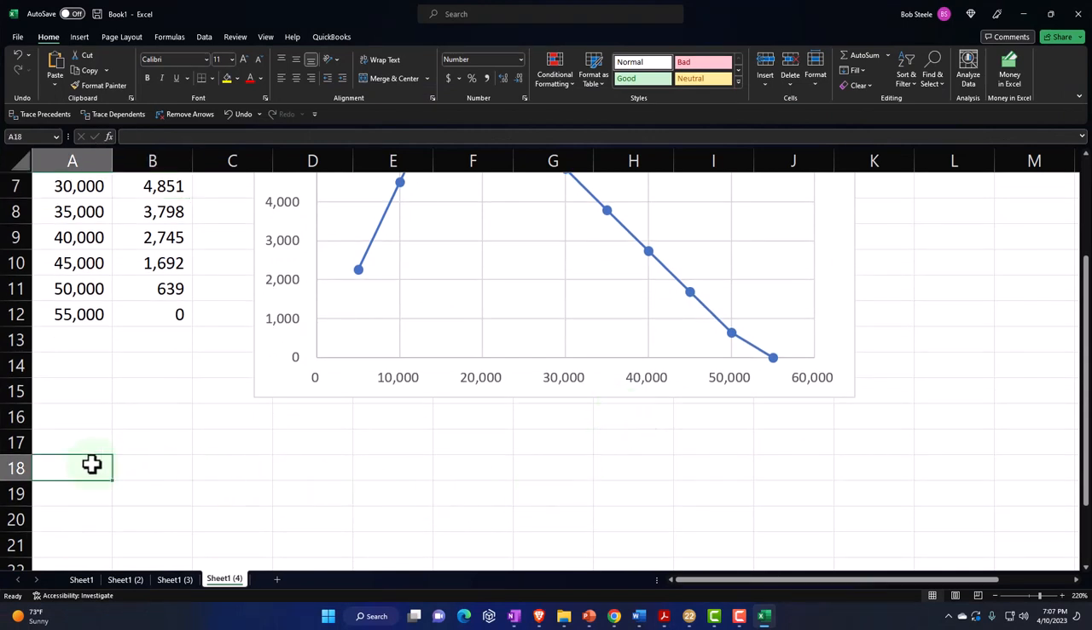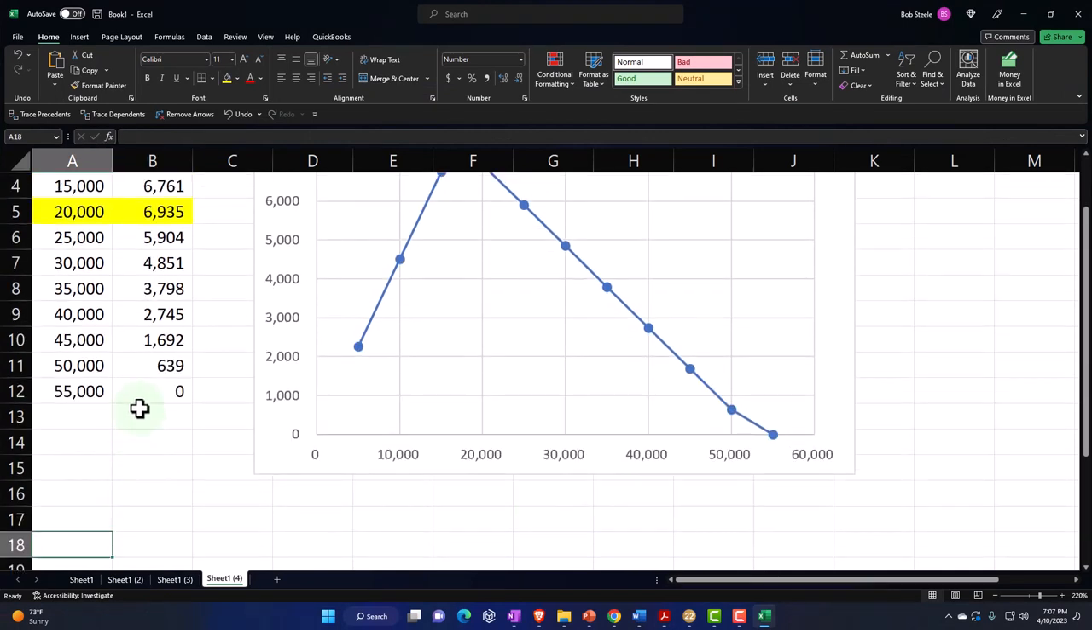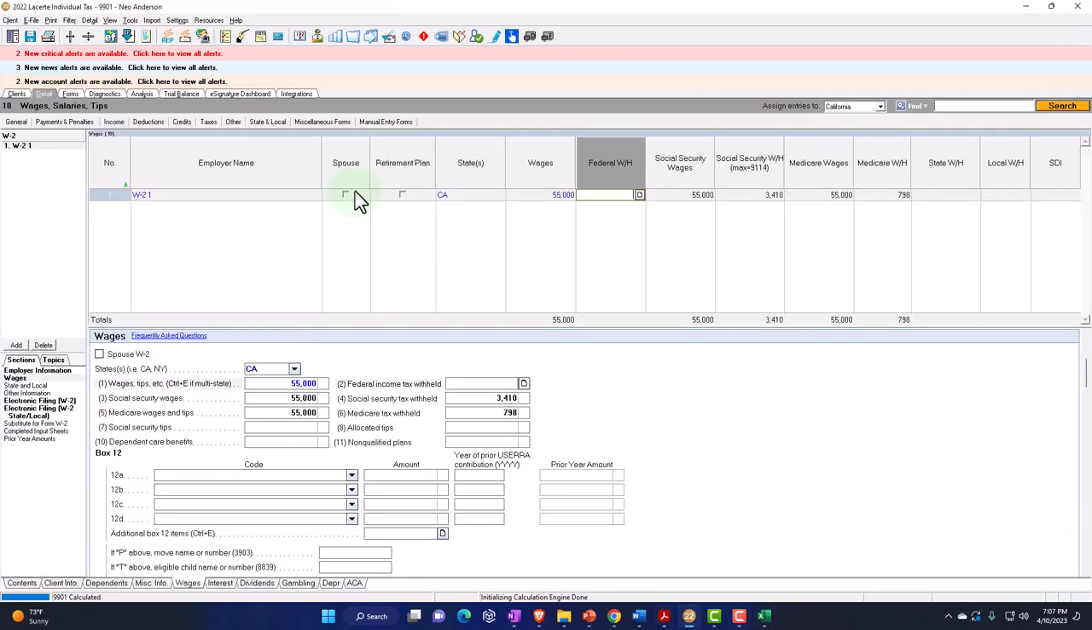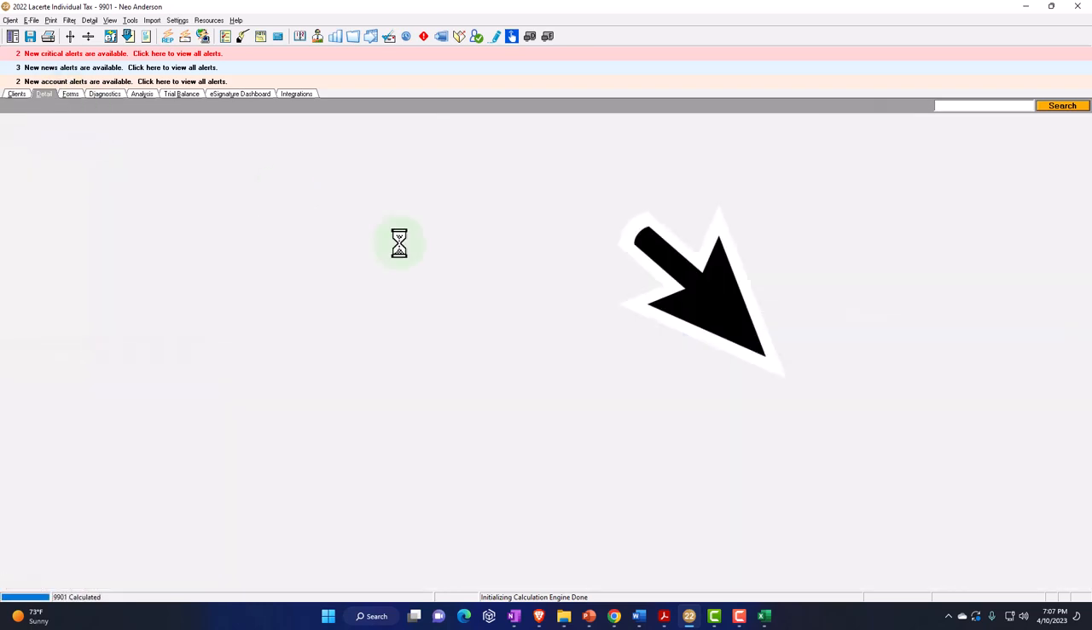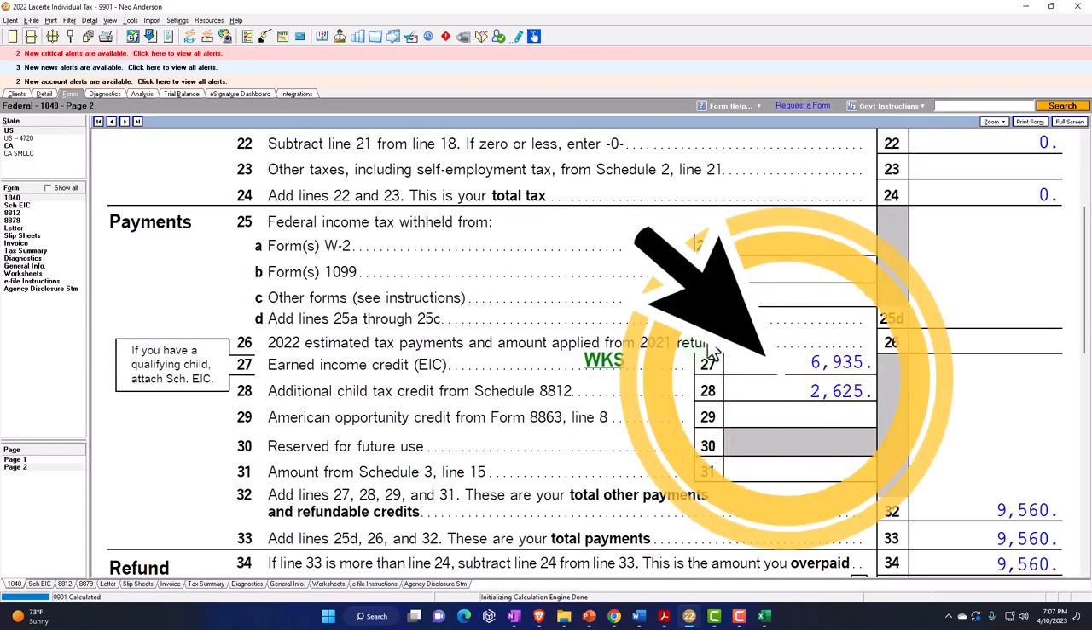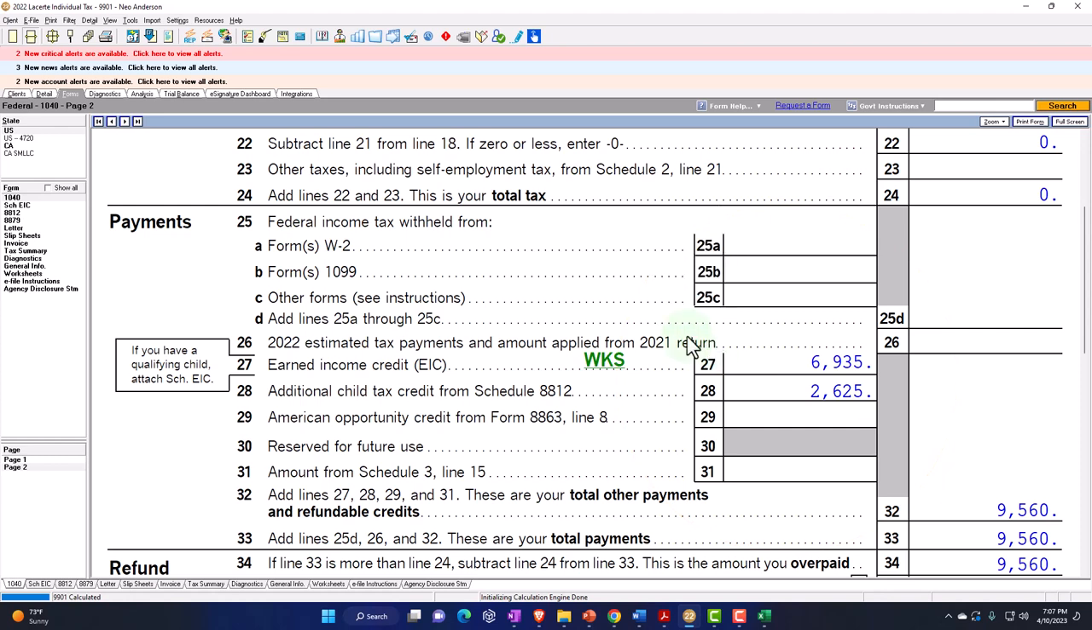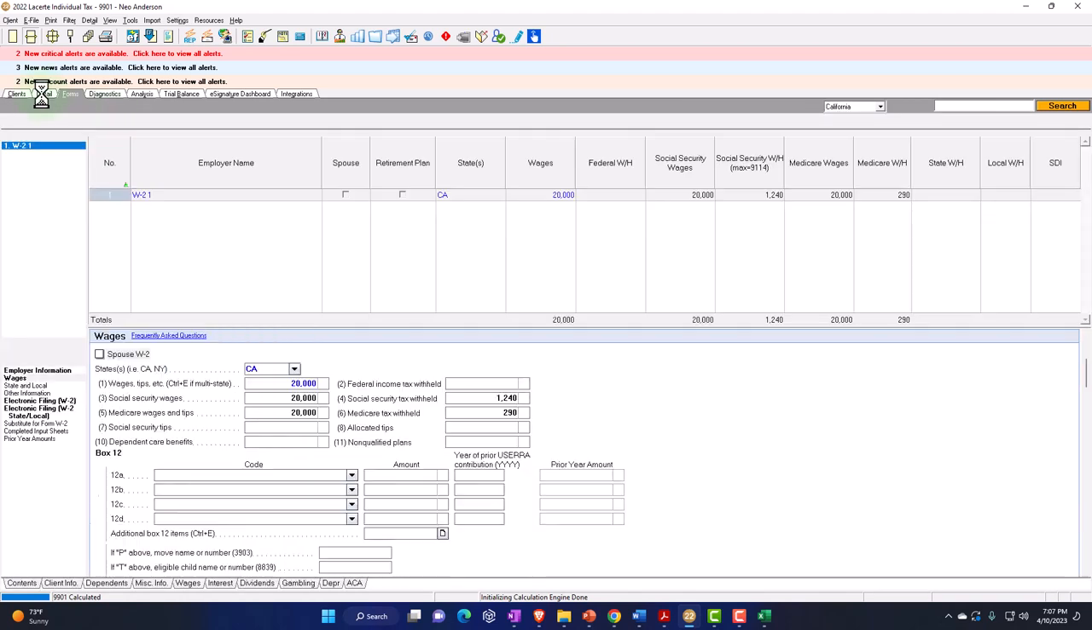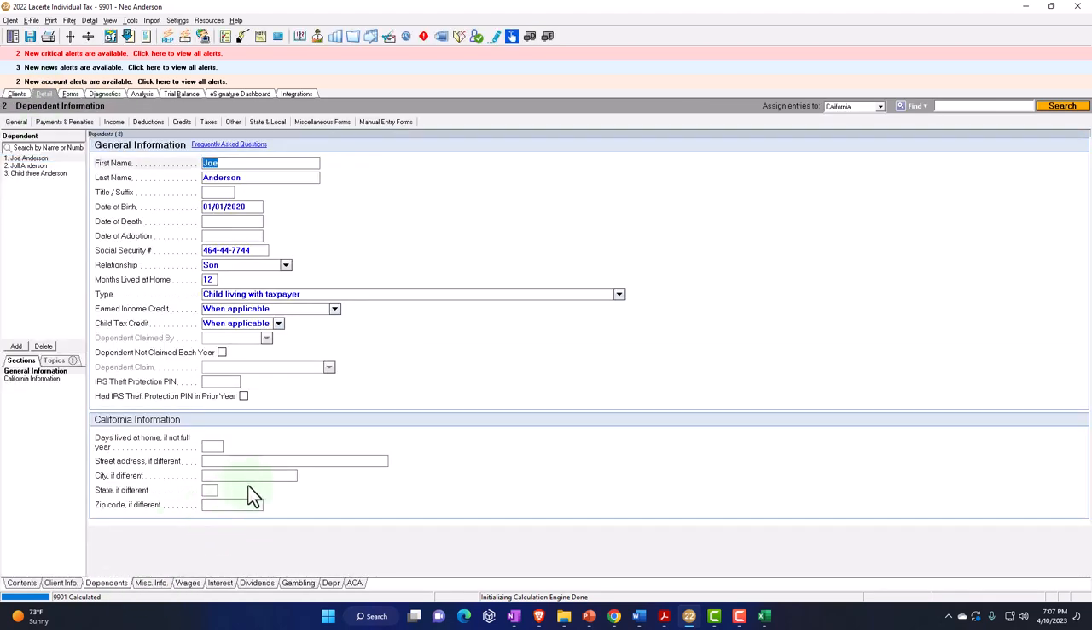Now let's go back to the 20,000 where it's maxed out. So it's maxed out, 20,000 credit maxed out at the 6935, and let's add another kid. Why not at this point?